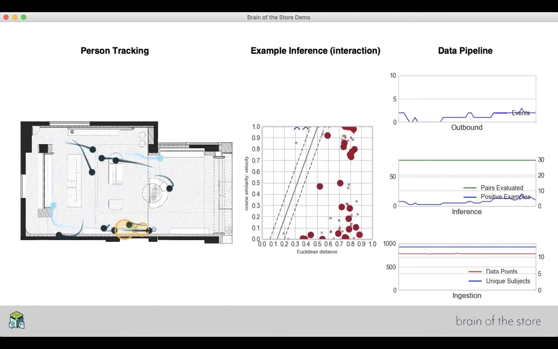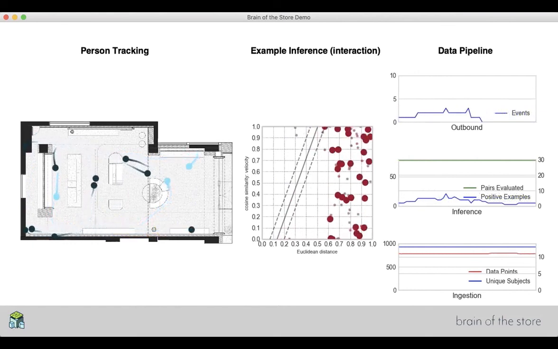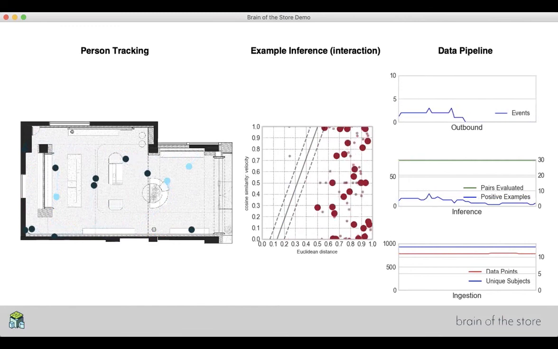So that's how our system is put together. That's the way we use machine learning to operate on these location data sets and how we connect that operation to the business results that retailers care about.